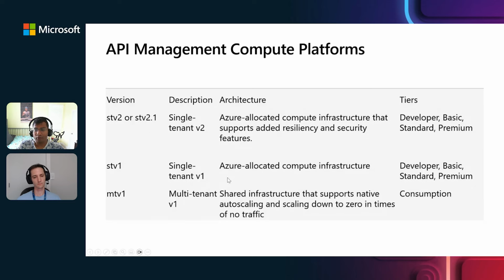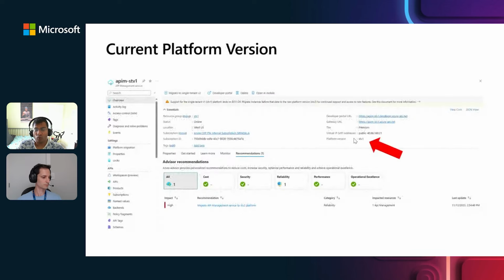And the Stv1 platform, as you might have observed, you don't have the resiliency features like availability zones in there or the advanced networking features. So that's what we are looking at, where all our Stv1 instances should be migrated to the latest Stv2 platform by August 2024. How do I know what is the current platform version I'm on?